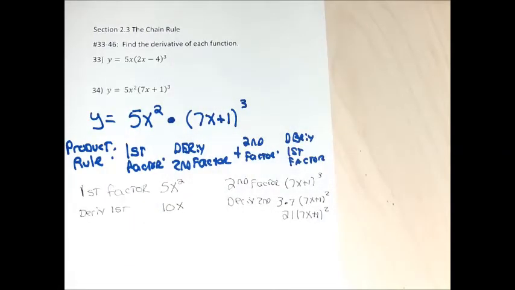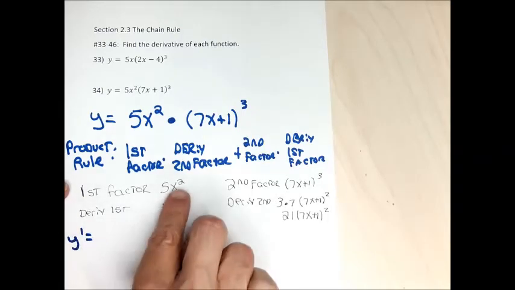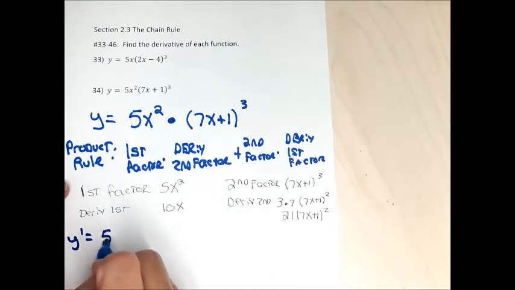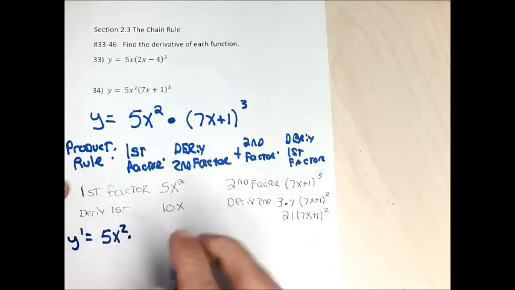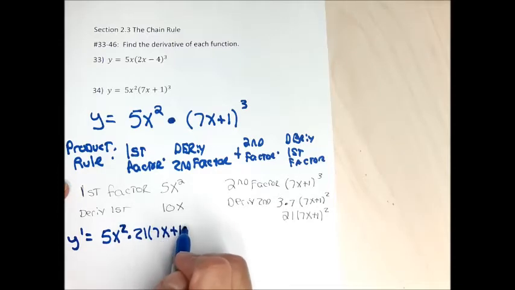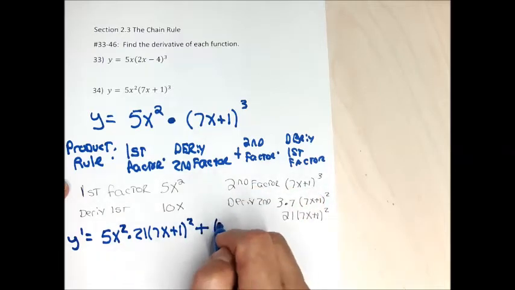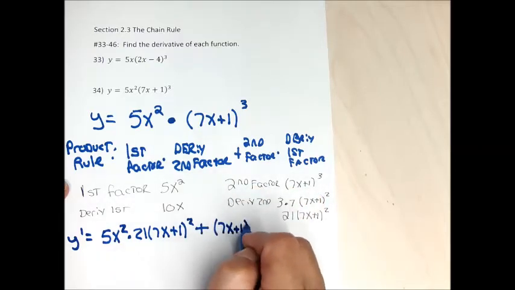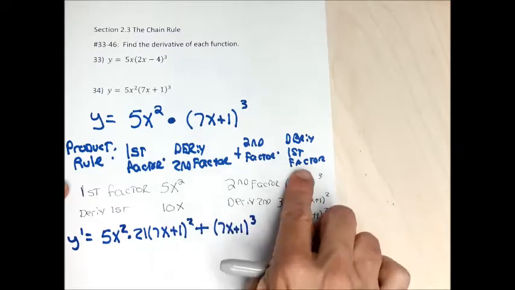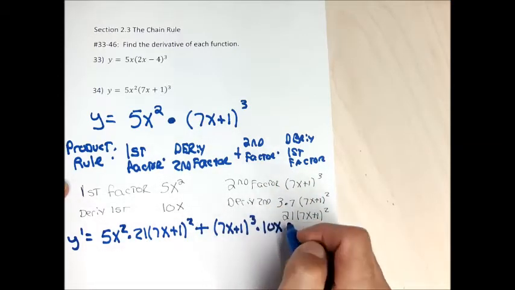So let me try to write the derivative down now. I'm going to write y prime equals first factor, which is 5x squared, times the derivative of the second factor, so times 21 times (7x plus 1) squared, plus second factor, which is (7x plus 1) cubed, times the derivative of the first factor, which is 10x. This is a correct derivative.